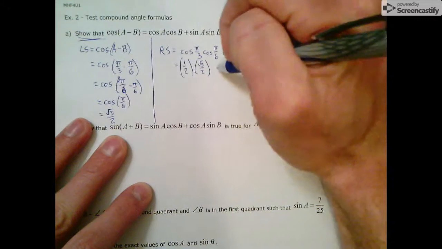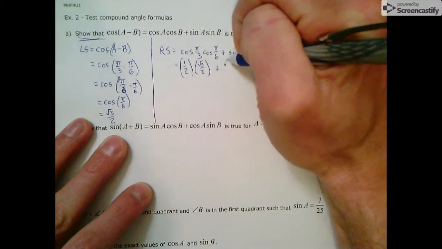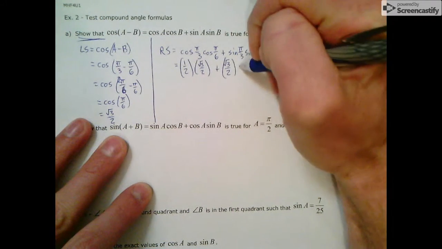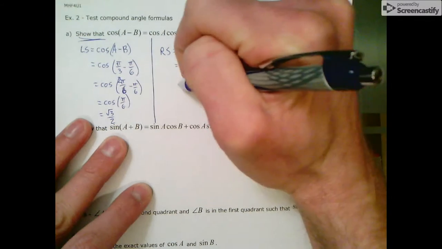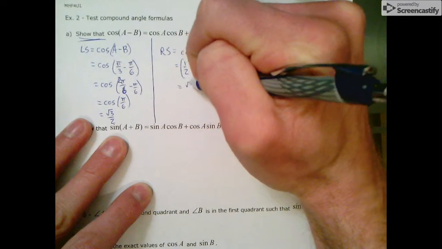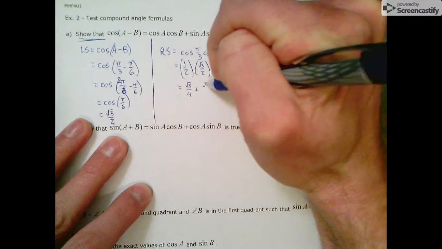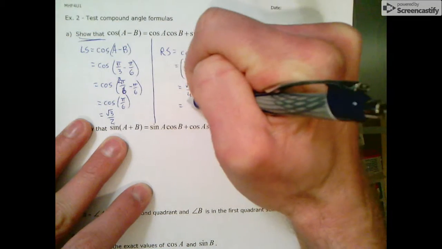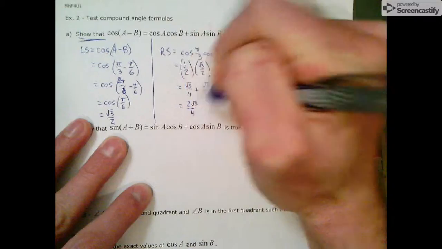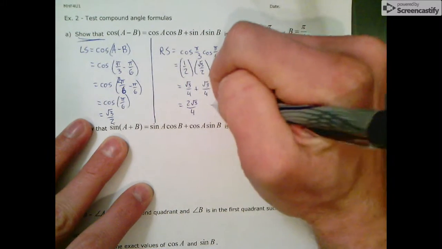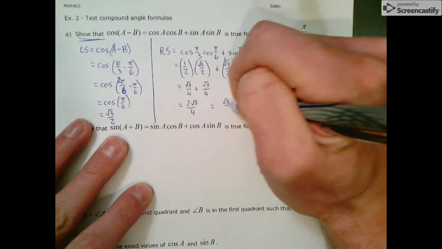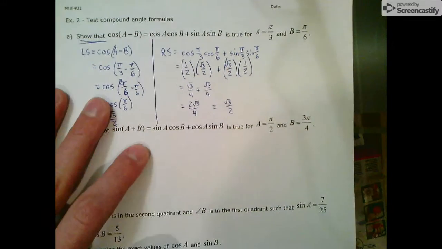Plus the sine of pi over 3, which is root 3 over 2, times the sine of pi over 6, which is a half. And multiplying all these guys through, I end up with root 3 over 4 plus root 3 over 4, which is 2 root 3 over 4. And ready for the big reveal, we reduce the fraction to get root 3 over 2. Amazing! The crowd goes wild.